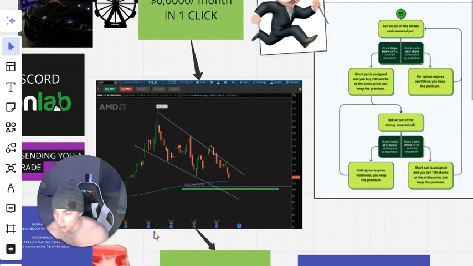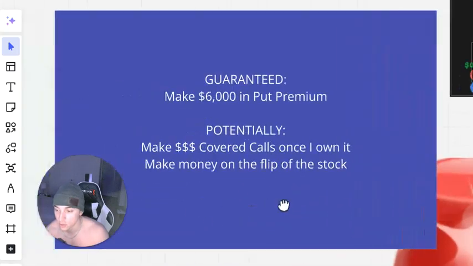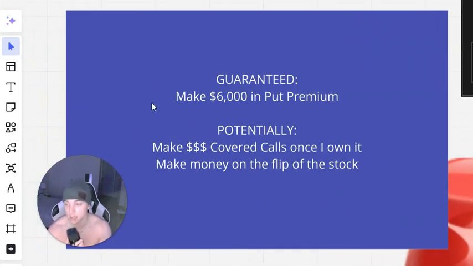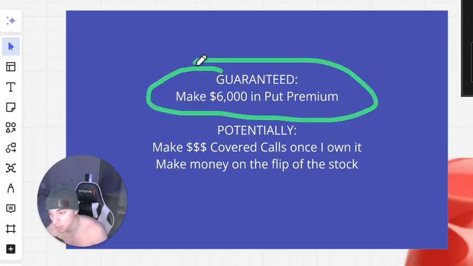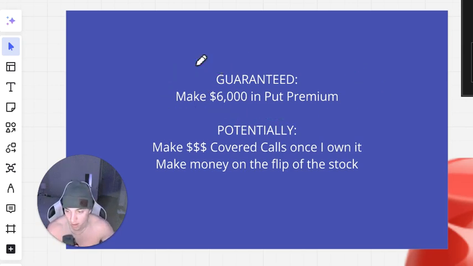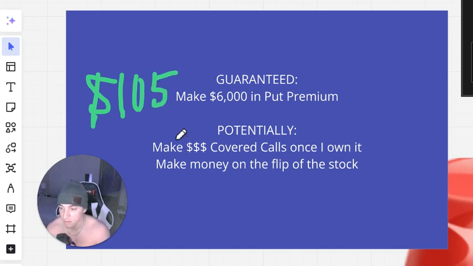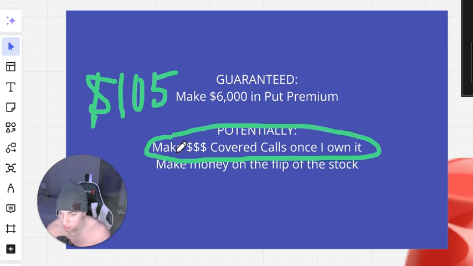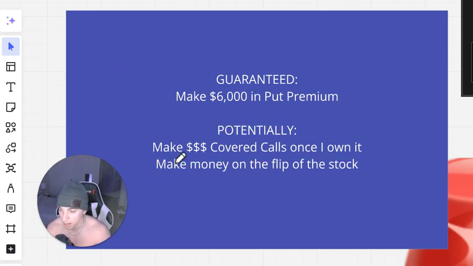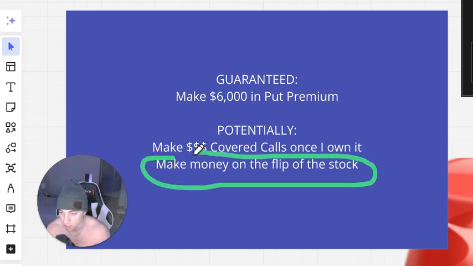So let's actually look at that on a diagram here. This is what I wrote here. The guaranteed is that I make 6K in put premium, right? So for entering that trade, immediately 6K is credited to my account. Potentially, if I get assigned that stock at 105, I can make even more money selling covered calls once I own the stock. Plus, I can make money on the flip of the stock, right?